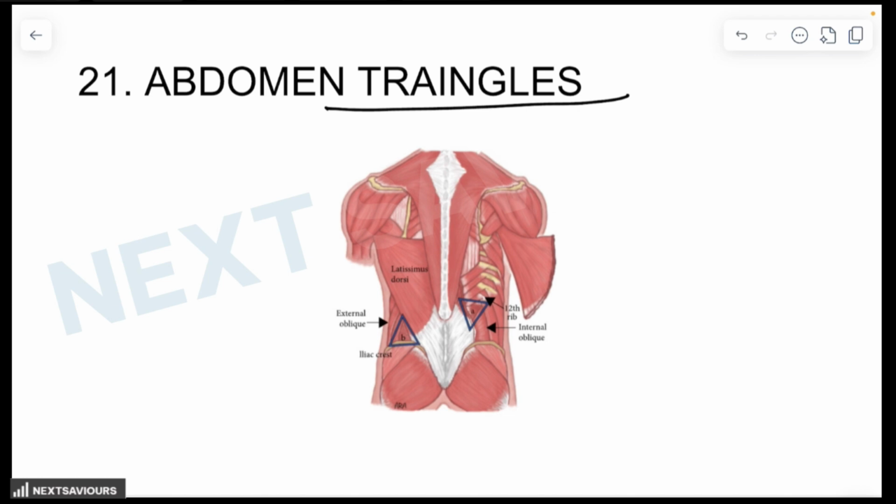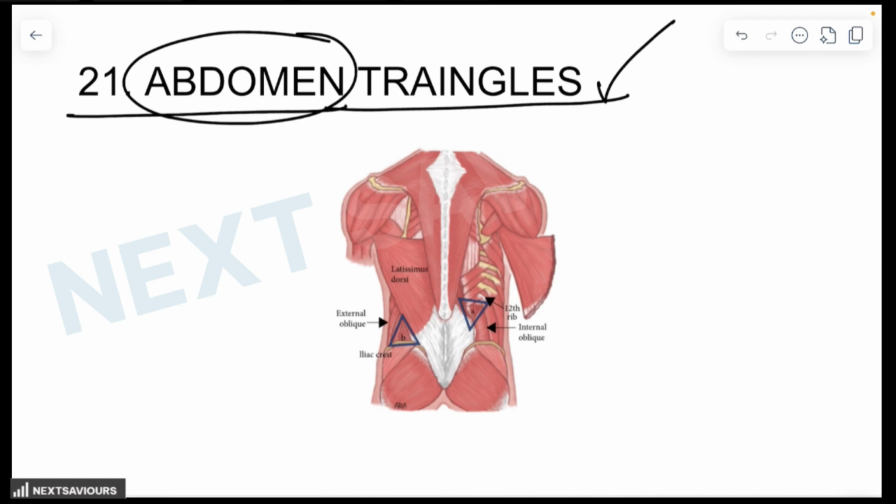You already know how the questions are asked, like what are the boundaries of the Hesselbach triangle? Which triangle is the site for the lumbar hernia? The medial border of the Hesselbach triangle is formed by what? All these are the sort of questions that have been asked multiple times. And this is topic number 21. You should know everything through and through regarding this topic, that is abdominal triangles.